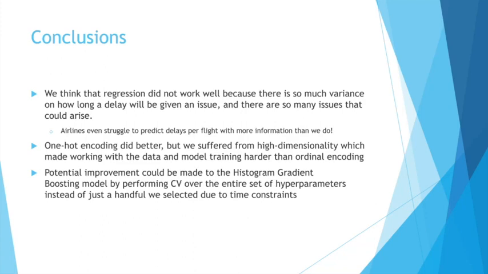One-hot encoding does perform better than ordinal encoding, but we suffered from high dimensionality, which made training our models quite difficult, especially due to the high memory requirements. And we think that there could be potential improvements to the histogram gradient boosting model by performing cross-validation and grid search over the entire set of hyperparameters, instead of just a few that we selected due to time constraints.